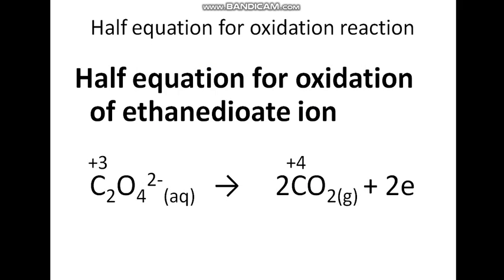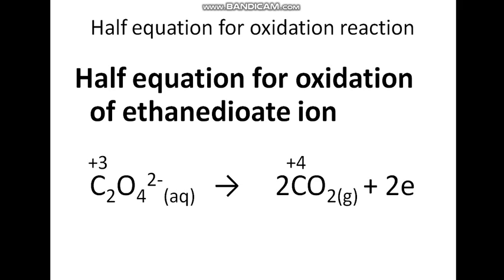Na2C2O4, or ethanedioic acid solution with the formula H2C2O4. In the oxidation reaction, it is the ethanedioate ion, that is C2O4 2-, that is oxidized and is the reducing agent. Note that when ethanedioate ion, that is C2O4 2- ion, is oxidized, it gives effervescence of carbon 4 oxide gas. On the tutorial board is the half equation for oxidation of ethanedioate ion.